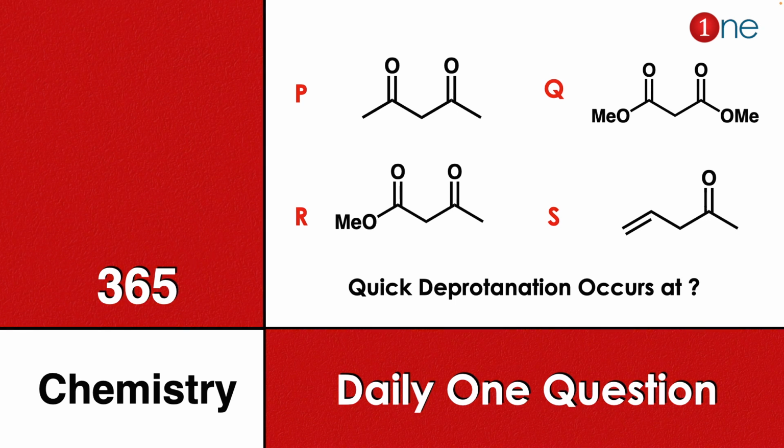Daily one question for you. Here 4 different compounds are given. P is a dicarbonyl, Q is a diester, R is a carbonyl ester, S is an alkene with a ketone. You have to find at which compound quick deprotonation occurs.